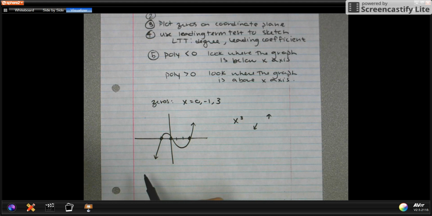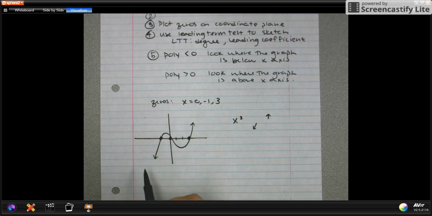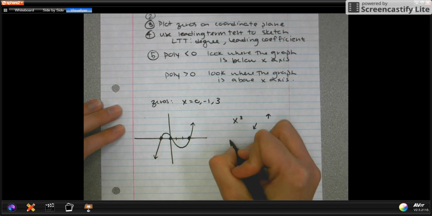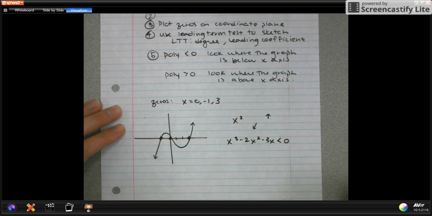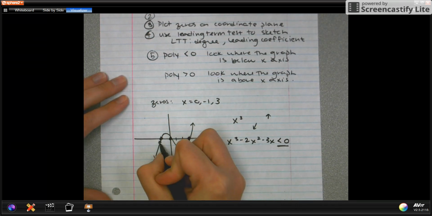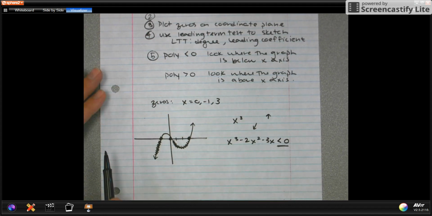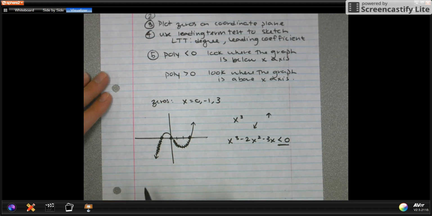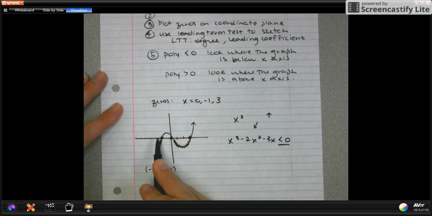It's okay, it's not going to be a perfect sketch. I don't know if that was high enough or low enough. It doesn't really matter. All we're looking for is where it is above or below the x-axis. In this example, we're trying to solve x to the third minus 2x squared minus 3x is less than 0. Since we wanted less than 0, we wanted the places where it was below the x-axis. That would be this right here and this right here. The interval notation is always along the x-axis, so we would still get the same answer of -infinity to -1, and then from 0 to 3.